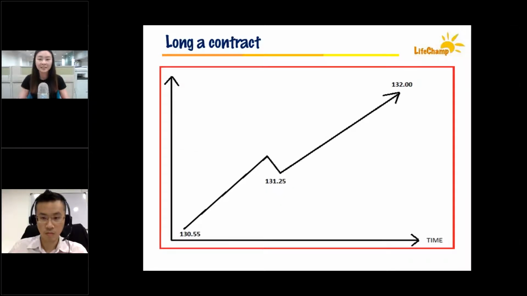Okay, this is a very simple example of going long a contract. If you are the one who goes long the contract, buying the contract, you are hoping that the price goes up, so you profit from the price appreciation. For example, here you buy at a price of 130.55, and you're hoping the price will go up. Then you will make a profit by selling the contract.